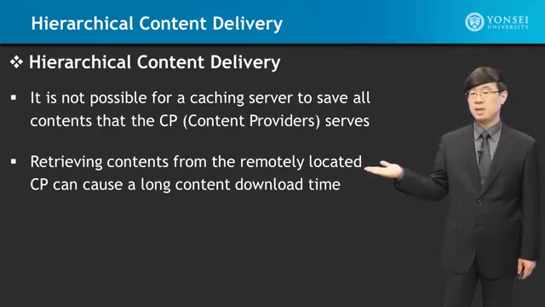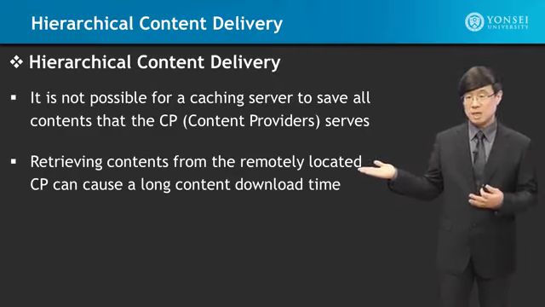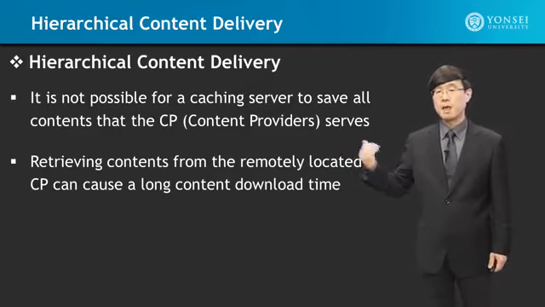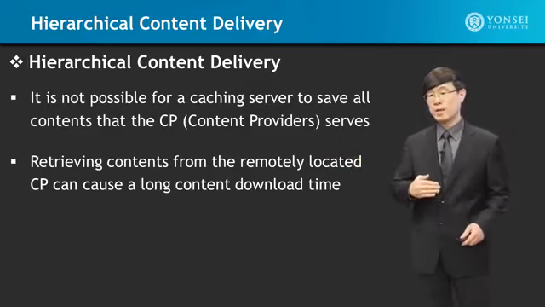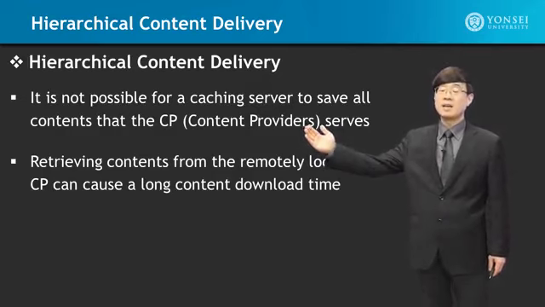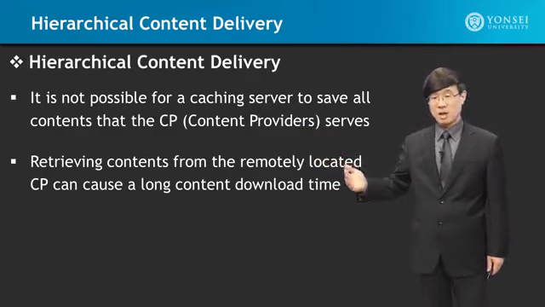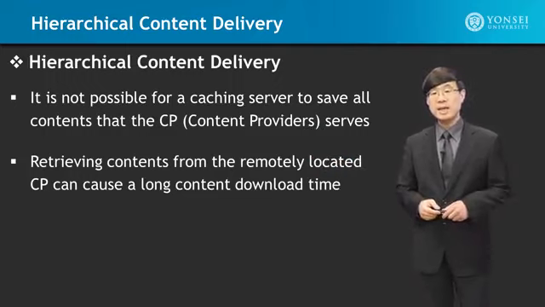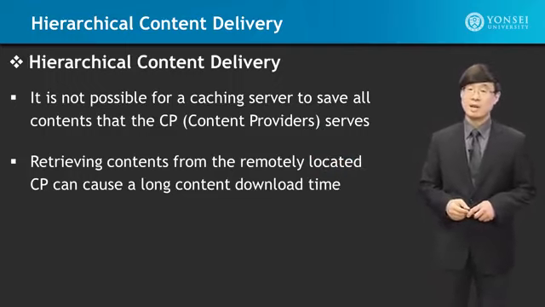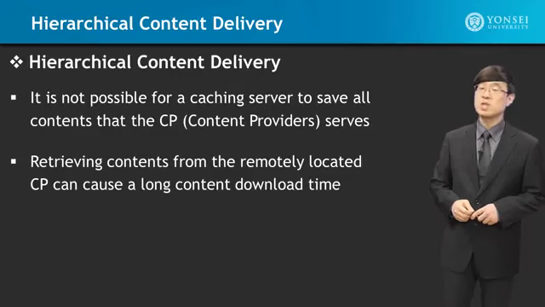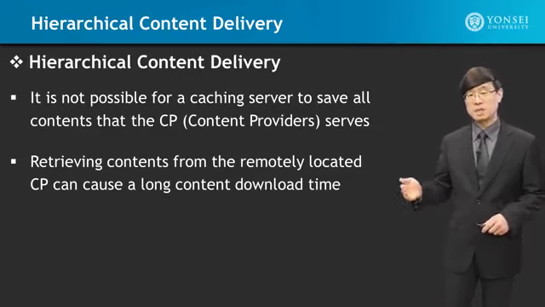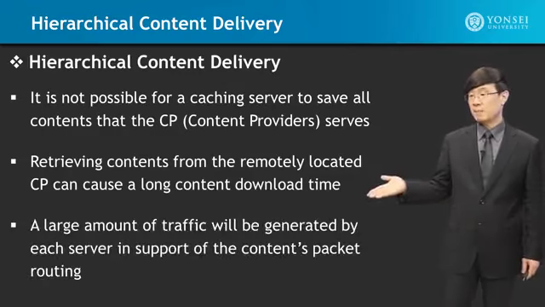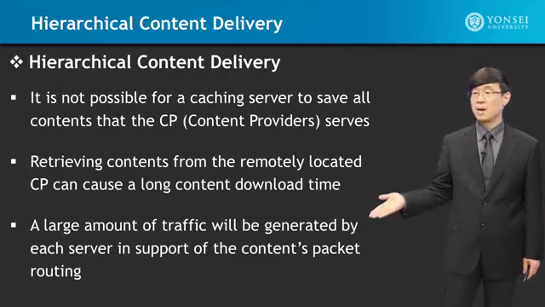In addition, the CP is most likely far away, such that there is a long network between the caching servers and the CP. So therefore, when you request for something, that request has a long way to go, and the delivered video packets have a long way to come. And when a link is long, errors can occur more frequently, which need to be recovered through the TCP process. Typical examples: a large amount of traffic will be generated by each server in support of the content's packet routing.